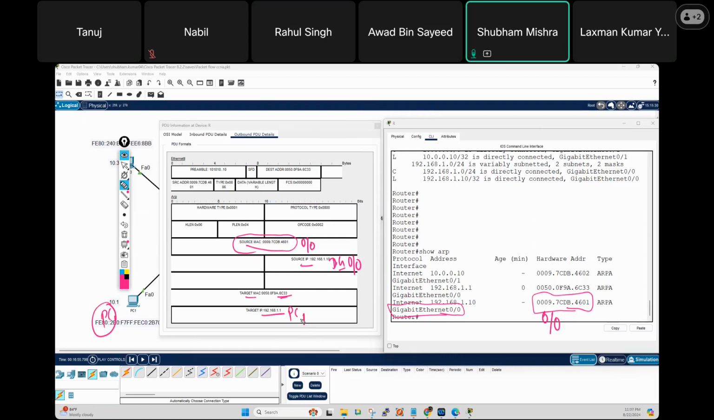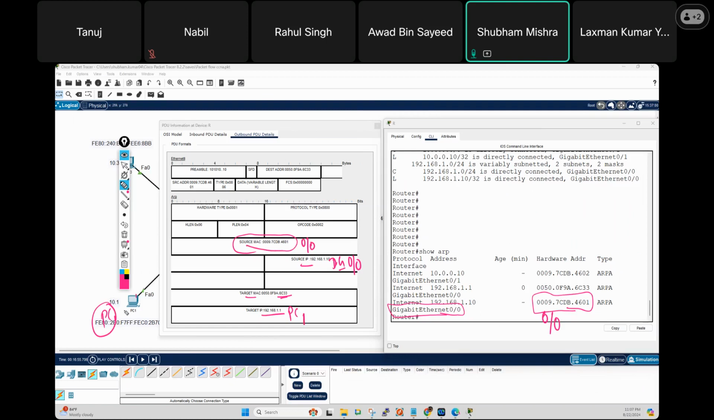Now, if you remember, in yesterday's class I told you one thing. Whenever a packet reaches the switch, it performs 3 tasks. What are the tasks? Listening, learning, forwarding. Same thing the router will do, guys. The router first of all performs listening. Whenever a packet reaches the router's interface, the router listens. After that, what will the router do? After that, the router will learn. Understand?